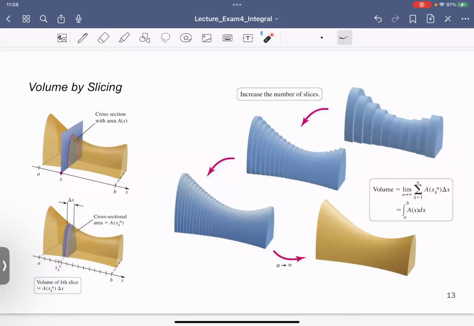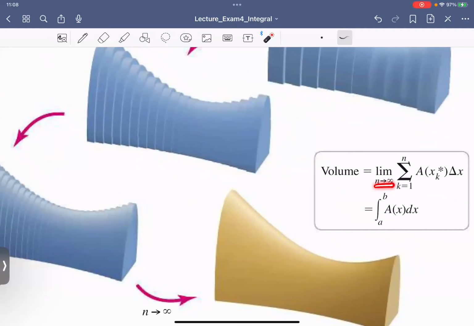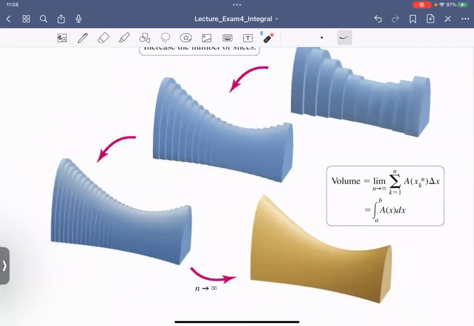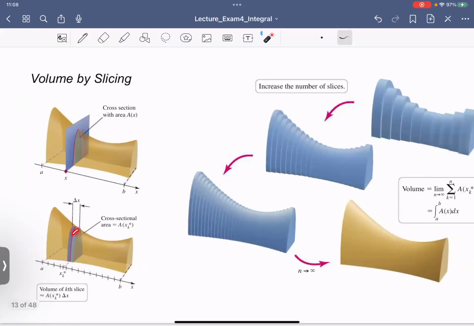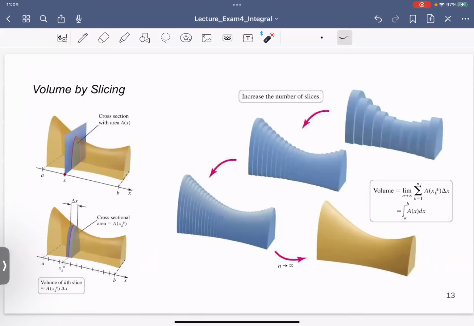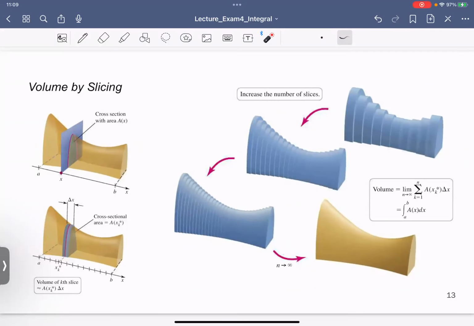If you slice infinitely many times, that means you take the limit to infinity of the Riemann sum, and you're going to have an integral. So this is the case for volume by slicing: when you know the cross section area A, you integrate from A to B. For those of you who cannot follow, think about a loaf of bread. When you buy a loaf of bread from the supermarket, if you want to find the volume of the bread, what would you do? You can slice it into small pieces, right? And if you add all the small pieces together, you get the big one, a loaf of bread.